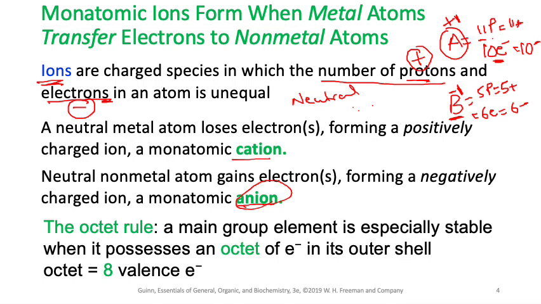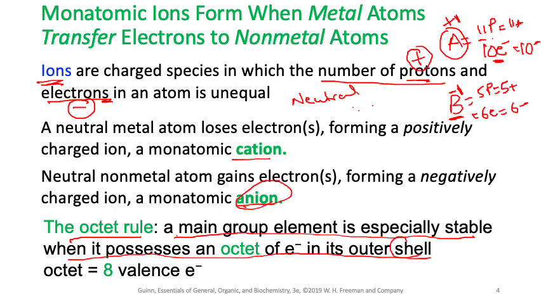So another question is, why do atoms normally combine together? Like we already discussed, because they combine together to form a compound to get more stability. So how do they normally get more stability? There is a rule that we're going to talk about right now, and then I'll explain it in the next slide. The rule is called the octet rule. All the main group elements are especially stable when they possess an octet of electrons in their outer shell. What is the outer shell? Valence shell, the last energy level.